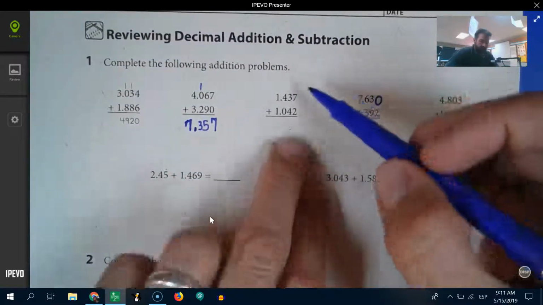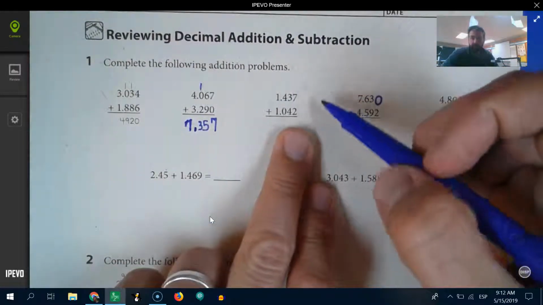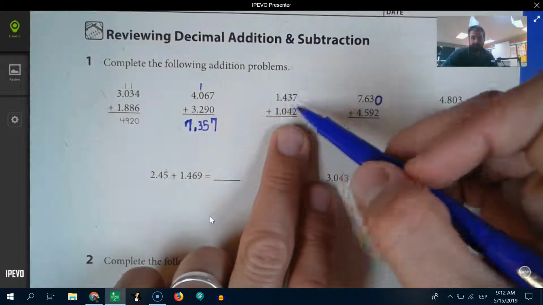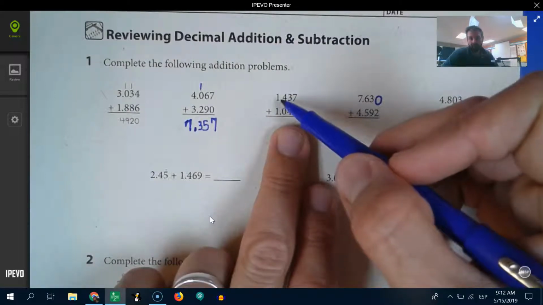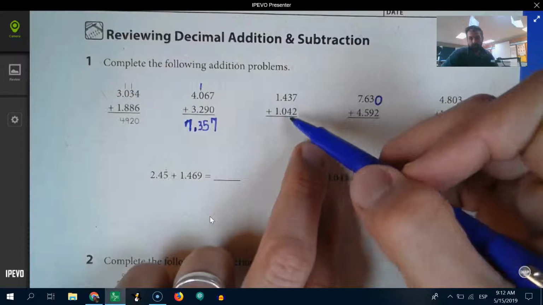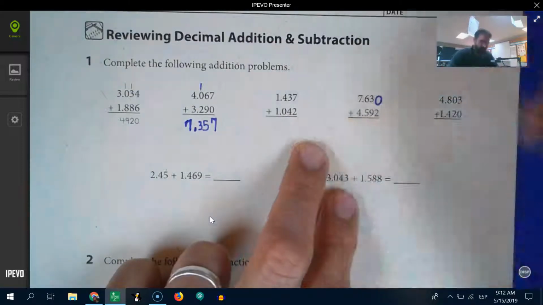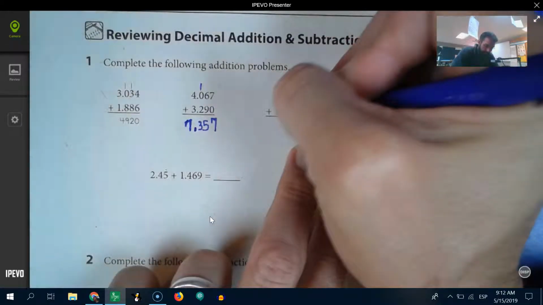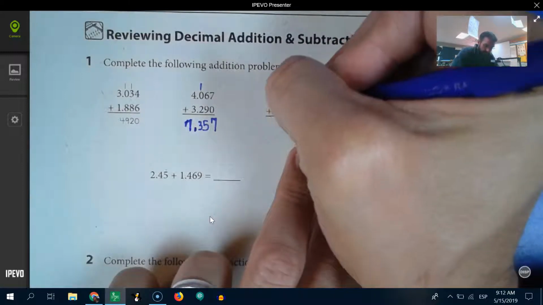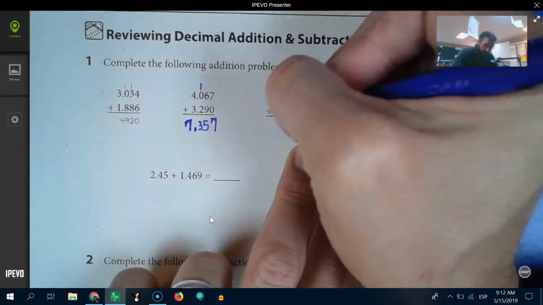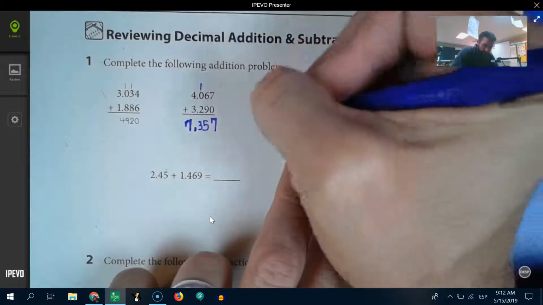All right, moving on. Let's first make our prediction. I see 1. That's almost 1.5 plus 1, so my answer is going to be around 1.5. 7 plus 2 is 9. 3 plus 4 is 7. 4 plus 0 is 4. Bring down that decimal point. 1 plus 1 is 2.